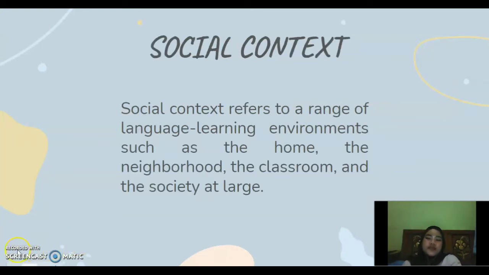The second one is social context. Social context refers to a range of language learning environments such as the home, the neighborhood, the classroom, and the society at large.